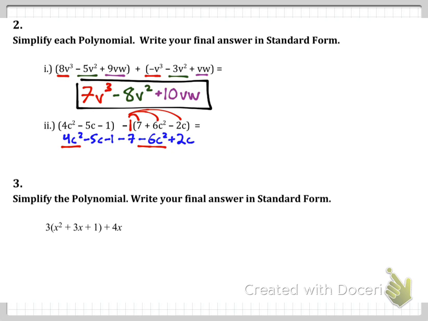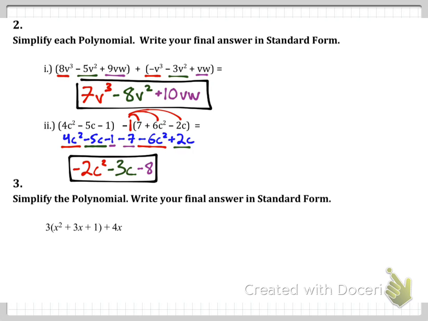Now we can combine like terms. I see c squared, so 4 minus 6 is -2c squared. The c's, -5 and +2 becomes -3c. Then -1 and -7 becomes -8. There is our final answer for the second part.